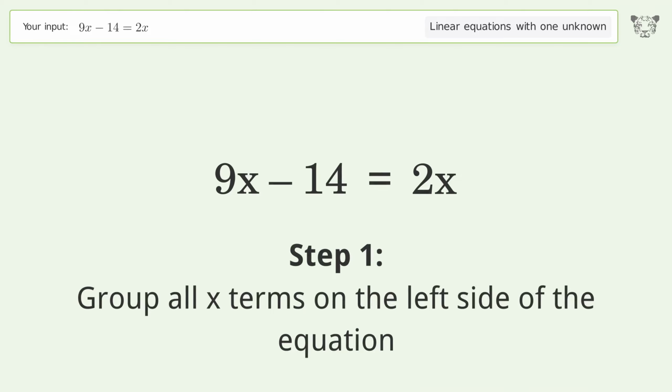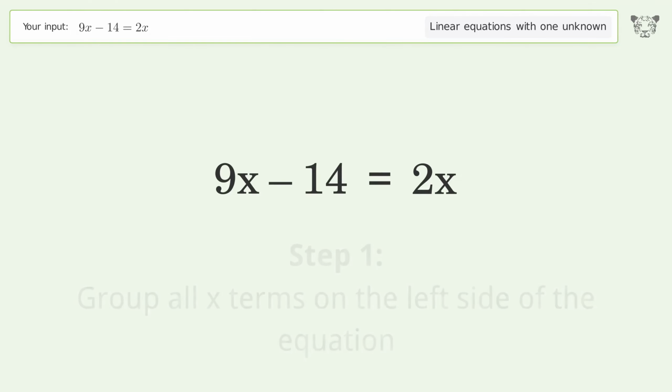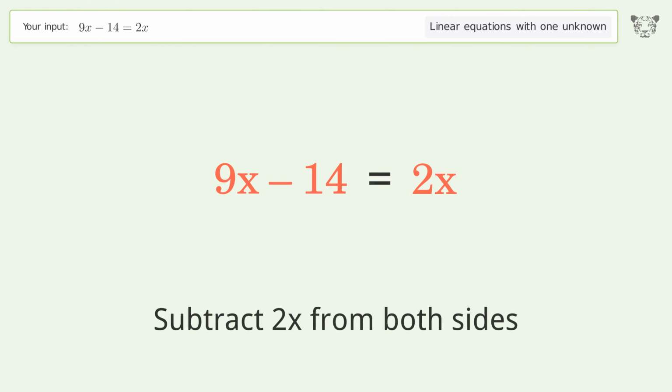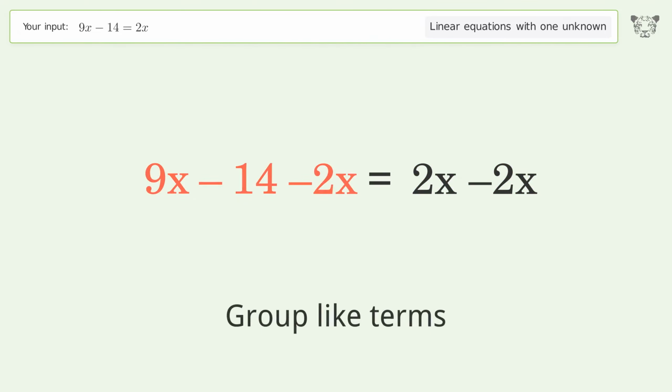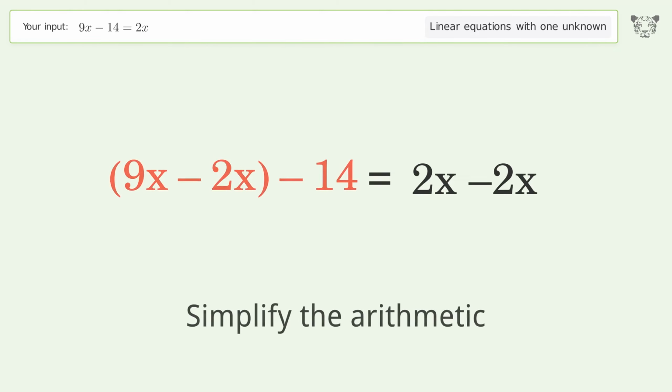Group all x terms on the left side of the equation. Subtract 2x from both sides. Group like terms. Simplify the arithmetic.